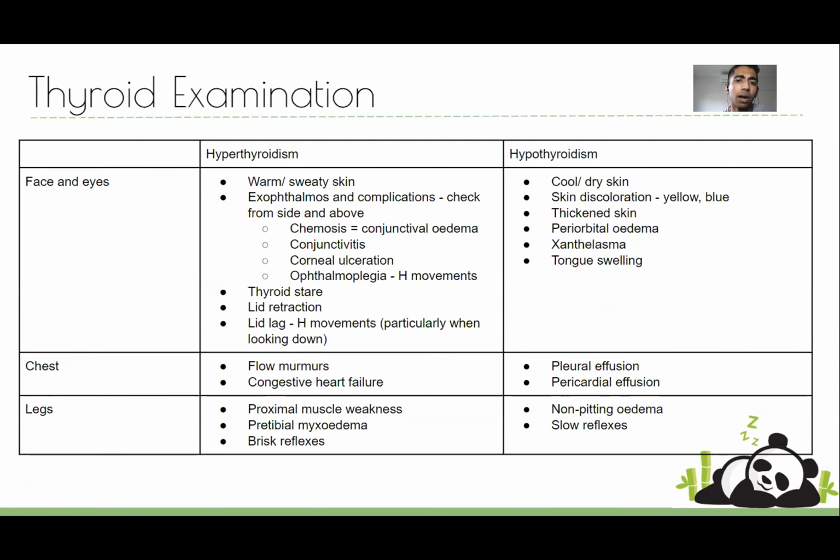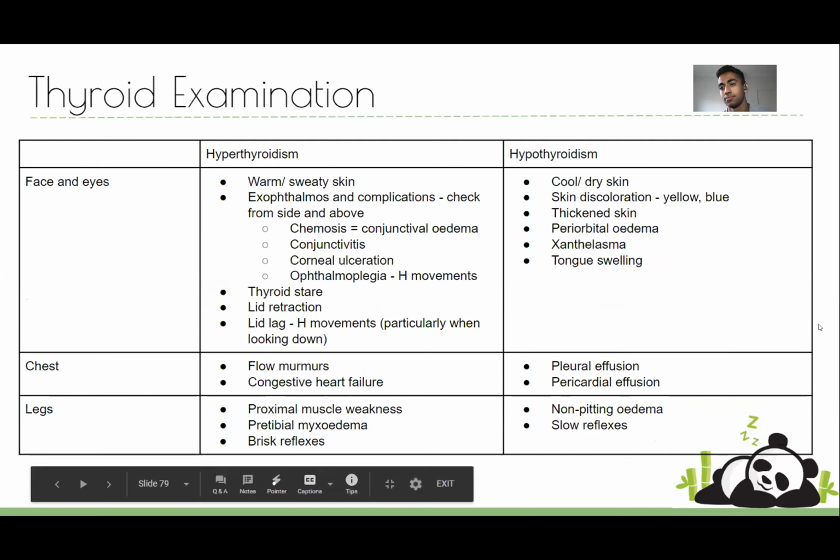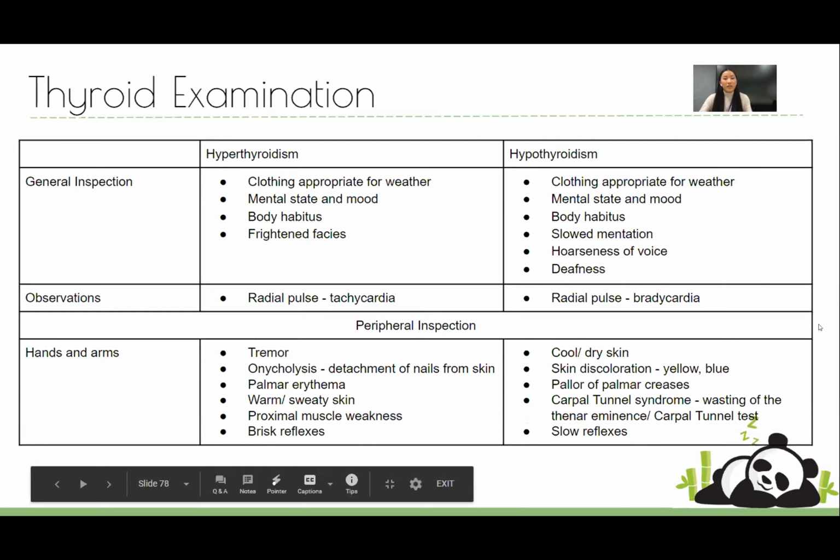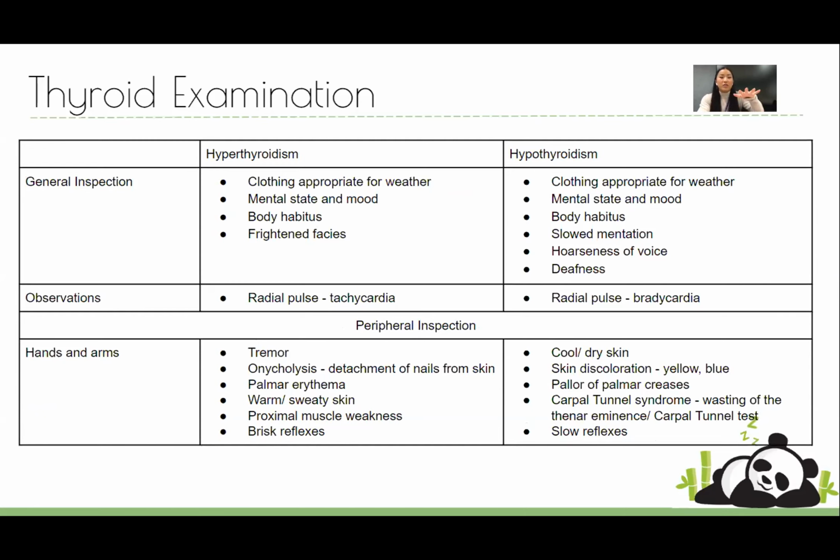Face and eyes. Also, with the tremor, you're looking for a fine tremor, not so much a coarse tremor. So you might not see it when they just hold their hands out, but the test is that you put a sheet of paper over the top, and then you can see the tremor a lot clearer in the sheet of paper. There's also a question here: why do you get proximal muscle weakness in hyperthyroidism?